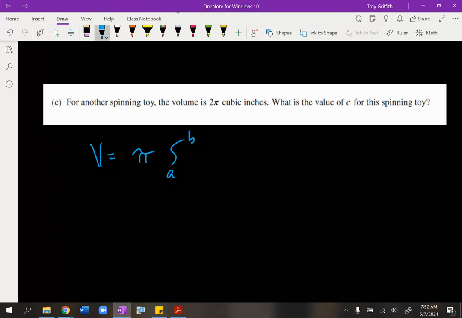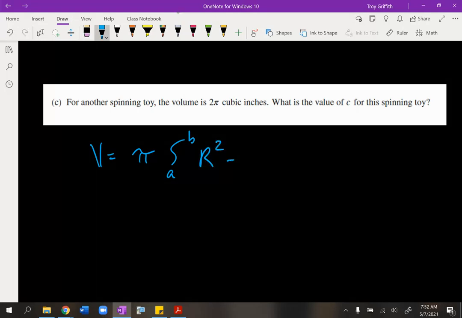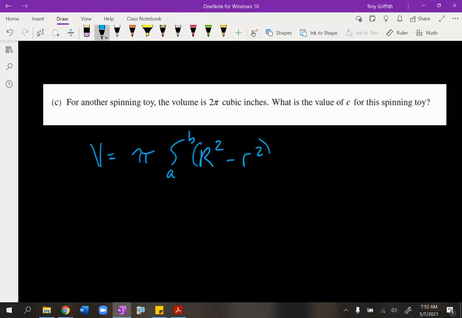Volume of revolution is equal to pi times the integral from a to b of a larger radius squared minus a smaller radius squared dx. Although in this case, because of the way that this shape works, there's no inner radius. So for us, this would just be 0. And the outer radius would be whatever our function is, which they gave us in the problem, obviously.